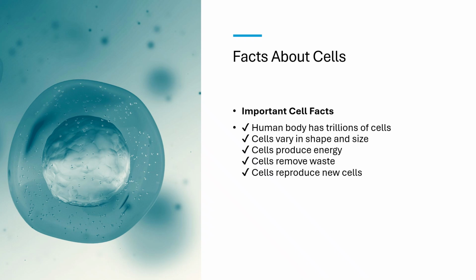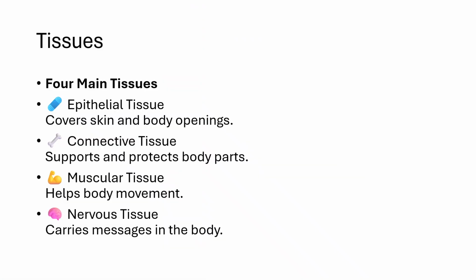The human body contains more than 100 trillion cells. Cells produce energy, remove waste, and create new cells to keep the body healthy. When similar cells join together, they form tissues. The body has four main tissues that help support, move, protect, and control the body.